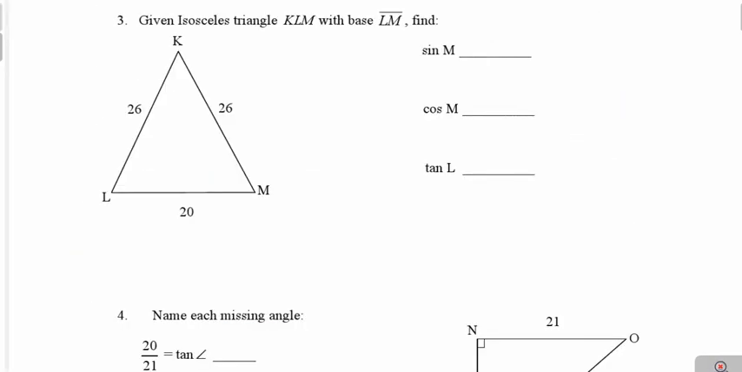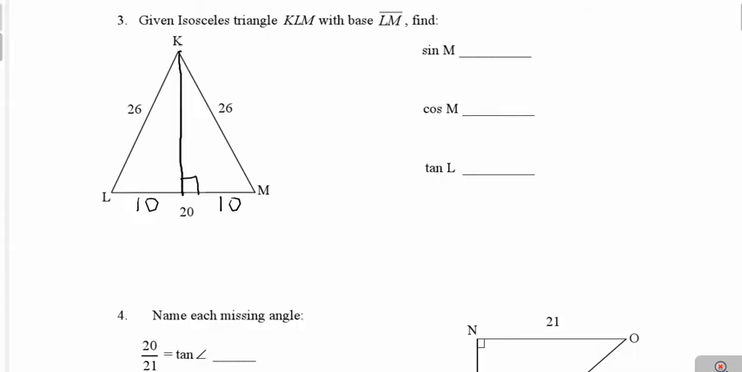In example 3, we're given isosceles triangle KLM with base LM, and it asks us again to find sine, cosine, and tangent. Now, what's the issue with this diagram? Hopefully you notice that we don't have a right triangle, and I said we only use trigonometry on right triangles, so we need to think about how we can get a right triangle. I would draw the altitude from angle K to get two right triangles. And we know that in an isosceles triangle, the altitude is also the median, so that would divide the base in half, so each of those segments would be 10.